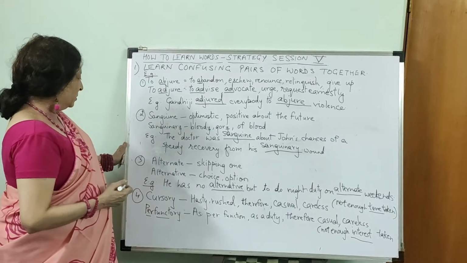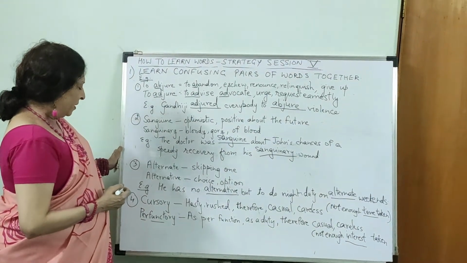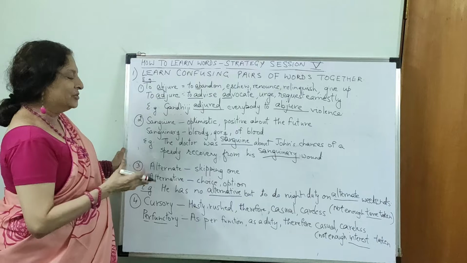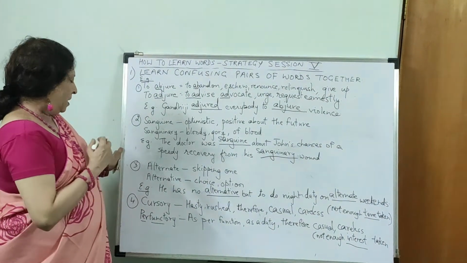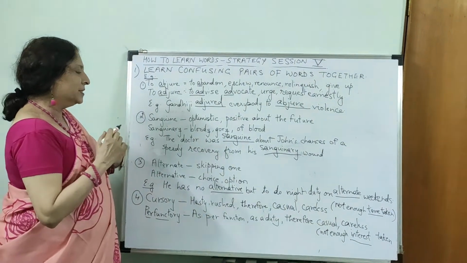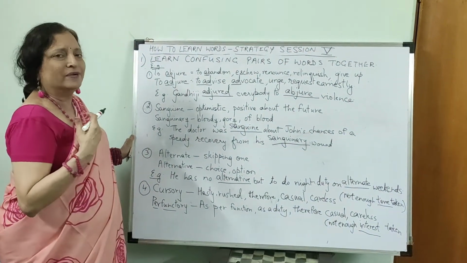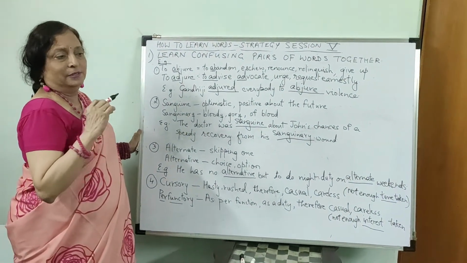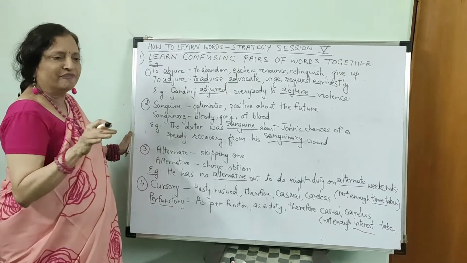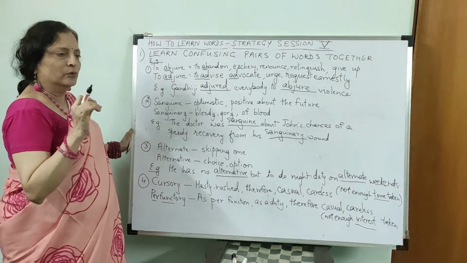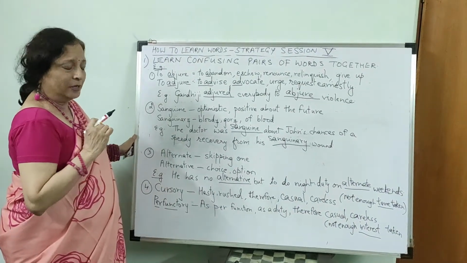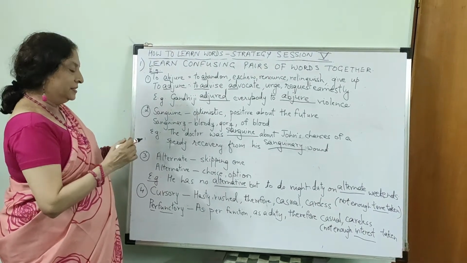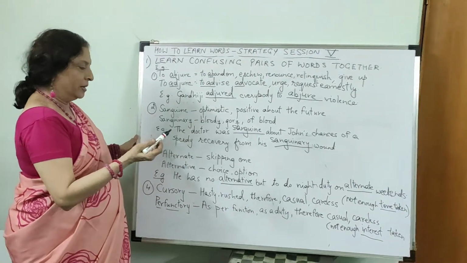And finally, we come to cursory and perfunctory. Both mean casually done, carelessly done, but for different reasons. Cursory, something that is done without taking enough time for it. Just imagine your cursor is running very fast and you're not able to keep it in one place. So it is very hasty, so you cannot do your work properly. So cursory, hasty, rushed, therefore casual or careless.